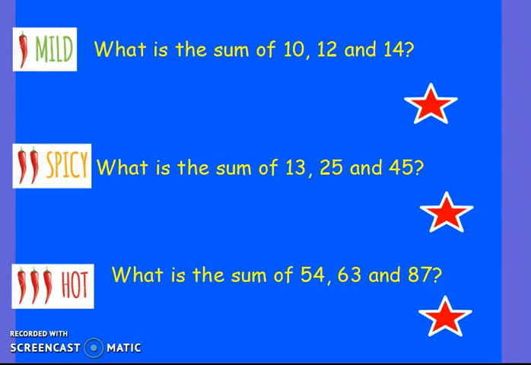The mild challenge asked, what is the sum of 10, 12 and 14? The answer was 36. Give yourself a tick if you got that correct. Spicy challenge, what is the sum of 13, 25 and 45? 83. Hot challenge, what is the sum of 54, 63 and 87? The answer was 204. Well done Year 4s if you got all of those correct.